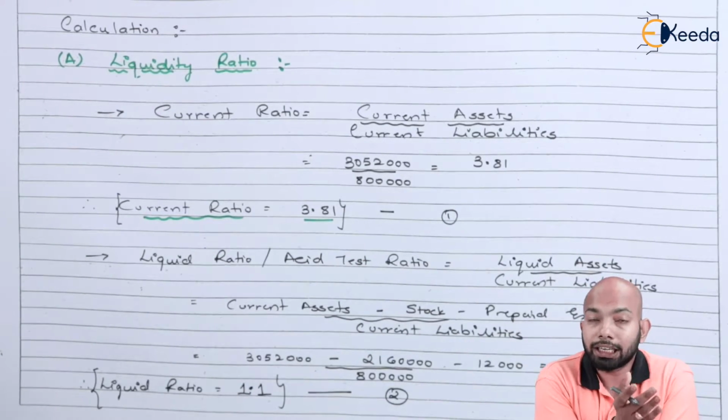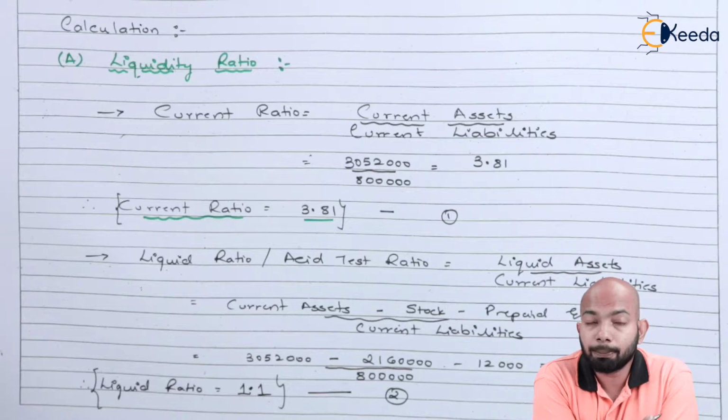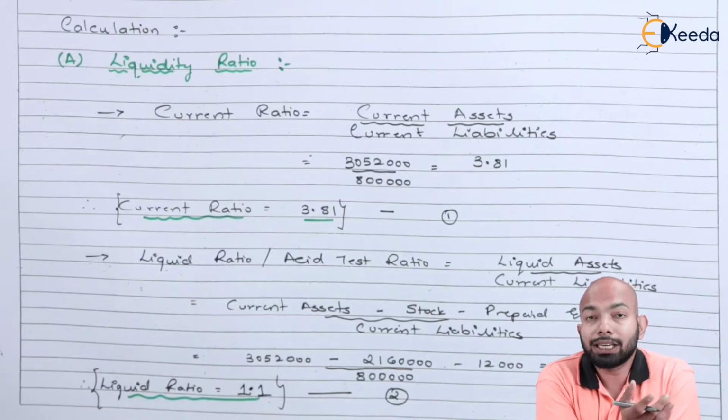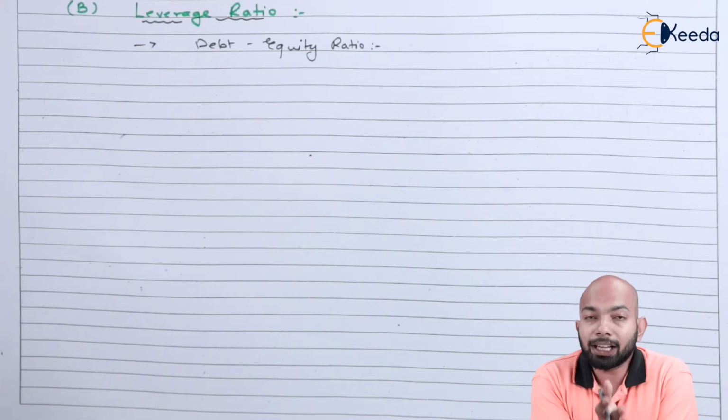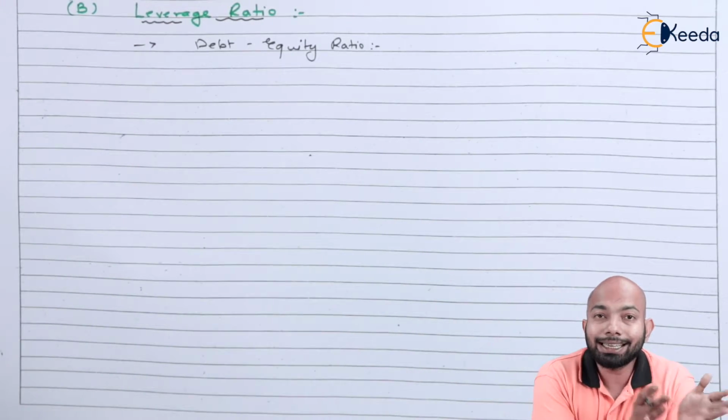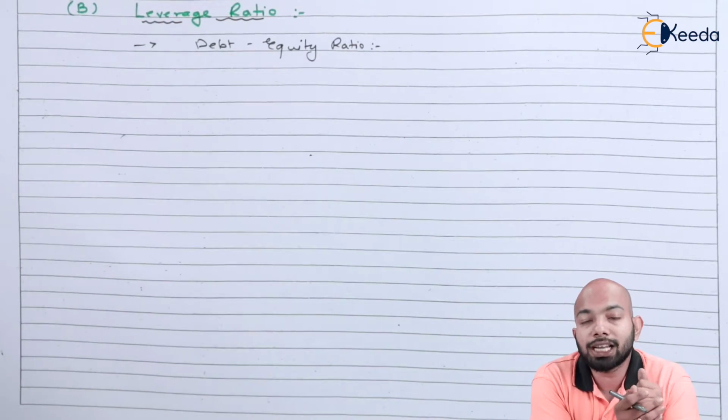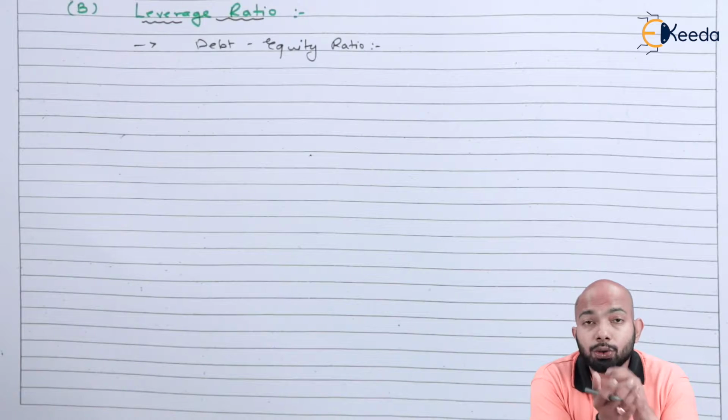So we have figured out the liquidity ratio, that is current ratio 3.81, and the liquid ratio, that is 1.1. So let's go on to the leverage ratio now. Under leverage ratio, we'll be covering debt equity ratio and interest coverage ratio. These are the two ratios that we'll be covering under leverage ratio. Let's start with the first one, that is debt equity ratio.